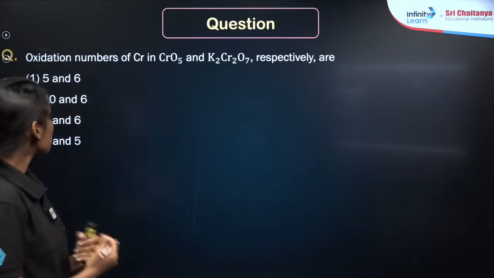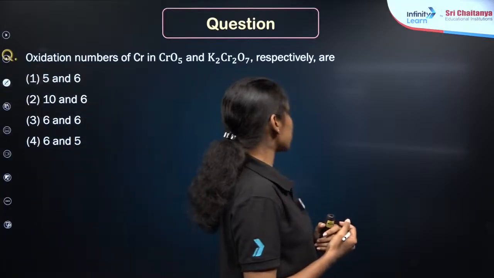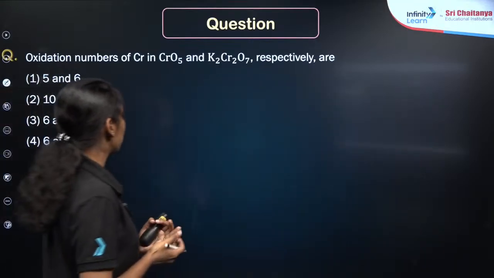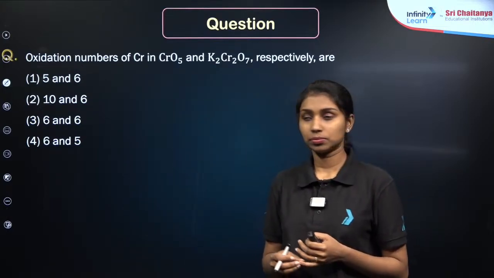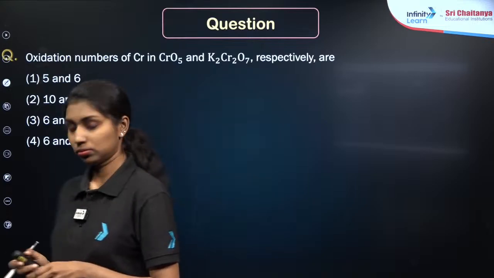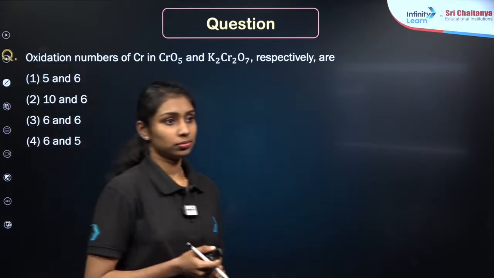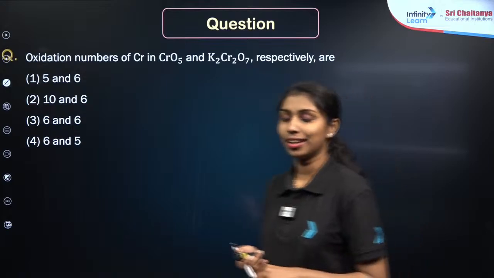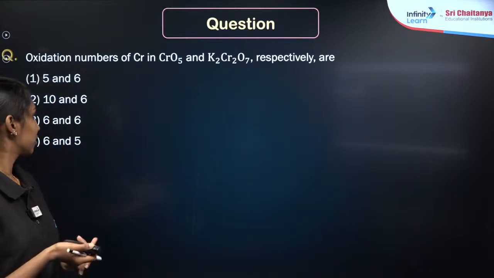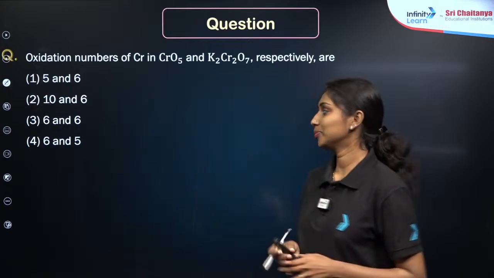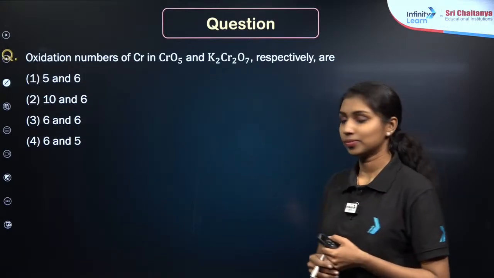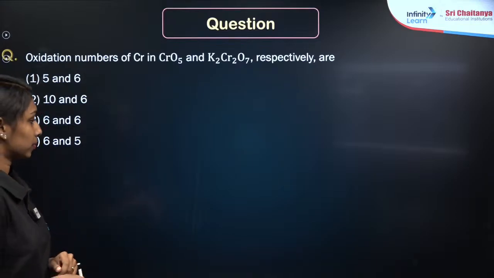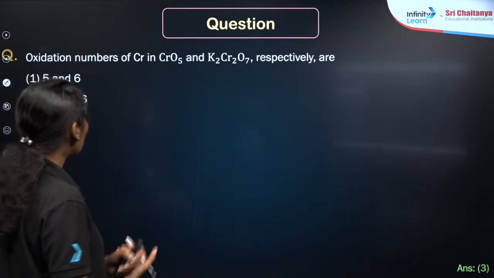Yes, here is the next question for you. Again, to calculate the oxidation numbers of CrO5 and K2Cr2O7 respectively. What will be the answer? CrO5 and K2Cr2O7. Yes, option 3, right? Any other options? Yes, option 3 will be the correct answer. How can we approach this question?